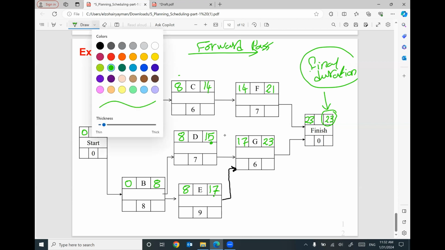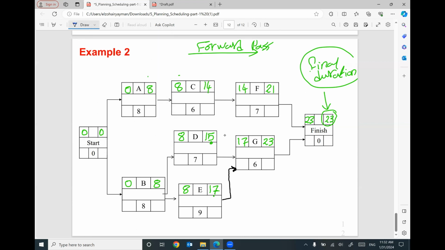So I figured out the early start, early finish, total duration of the project when I did the forward pass. If you would like to do the backward pass, I'm gonna start with the total duration of the project, 23 minus 0 will be 23. This 23 will be the same here, 23 at the late finish for each activity F and G. 23 minus 7 will be 16. 23 minus 6 will be 17.